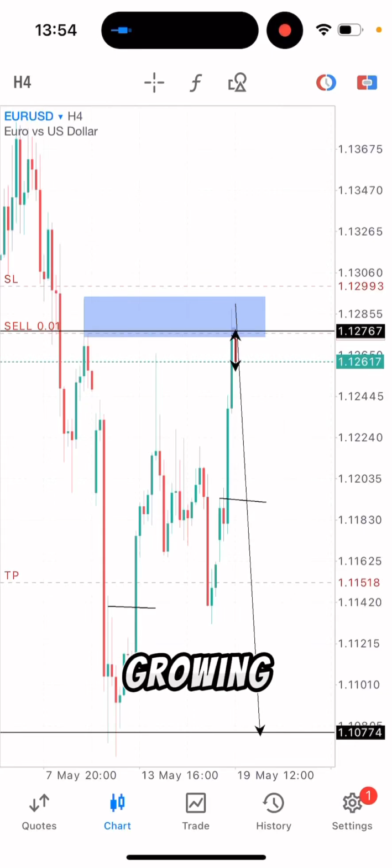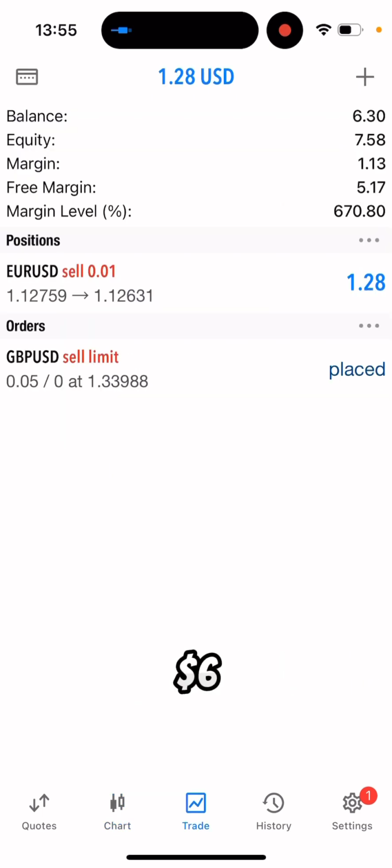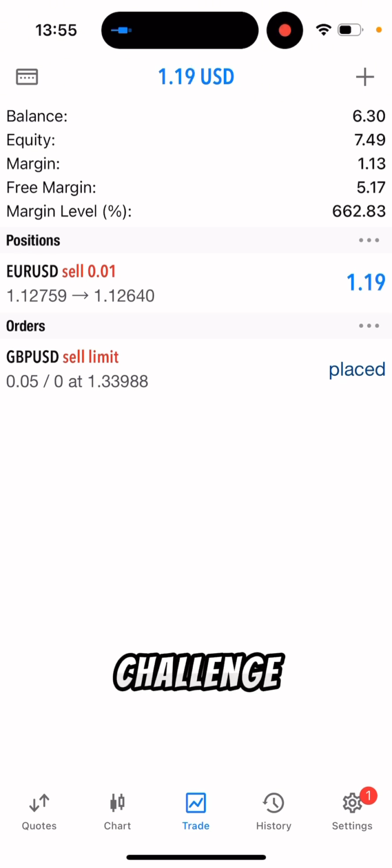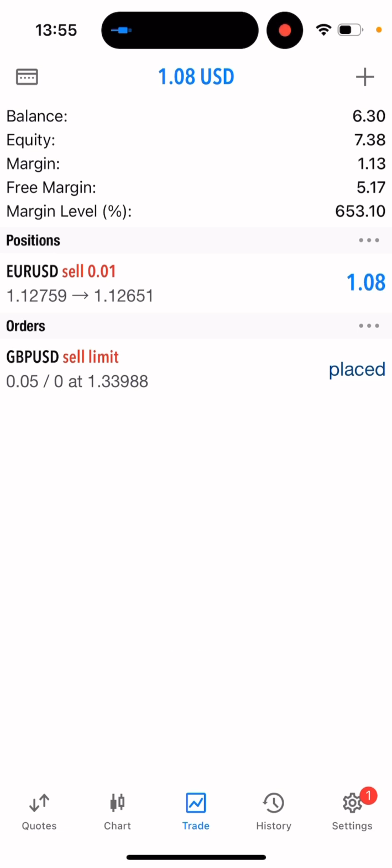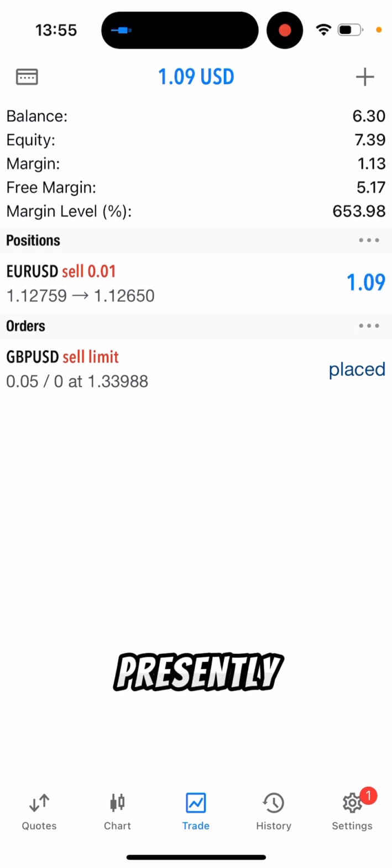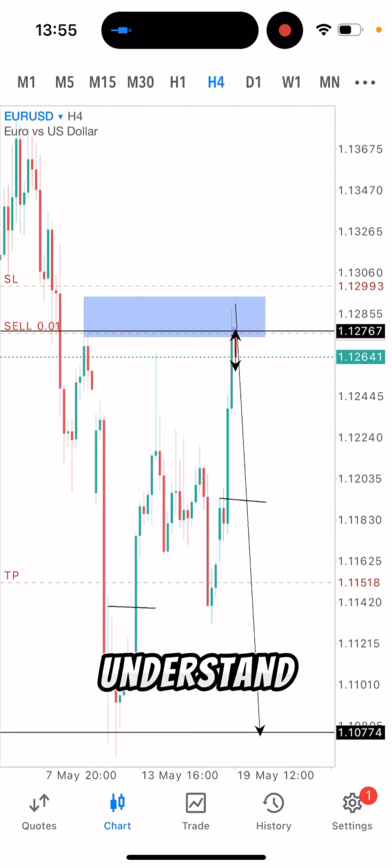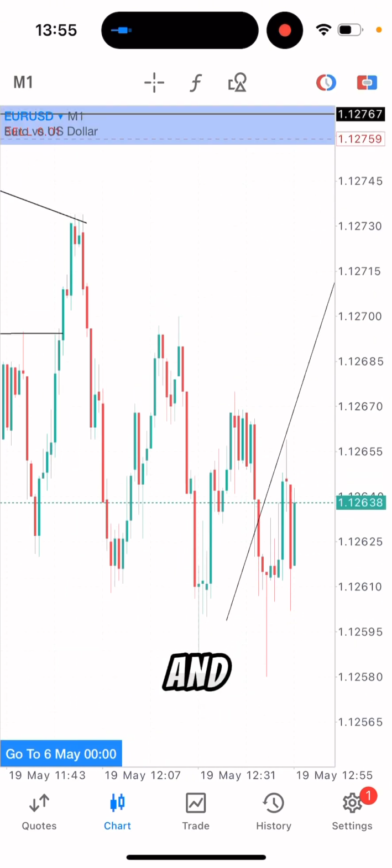To a challenge of growing a small account to a reasonable figure. Still a small account also, but a reasonable figure. Yeah, growing $6 to $100, and that's the challenge I'm currently on. Now, most of you may see this profit, which is within $1 presently, and be like, oh, this is very small, this is very little. I thought you'd be making like 20 presently, or maybe more than 20.